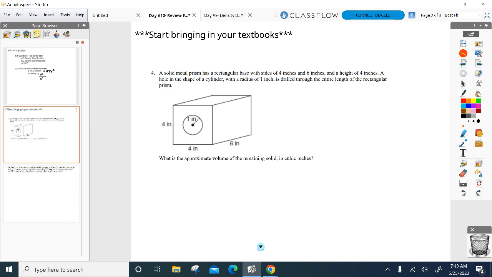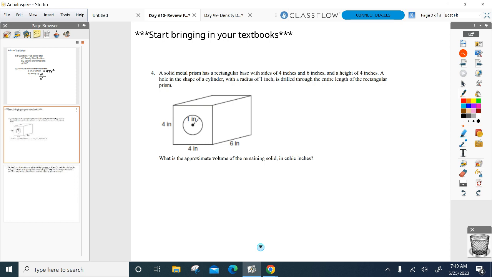We got a rectangular prism, and a hole in the shape of a cylinder is drilled through. What's the approximate volume of the remaining solid? So I got the prism. I took out the cylinder. What's the volume of what's left over? That's what I'm asking for here. This could be a volume type word problem tomorrow. This would fall under volume word problems.